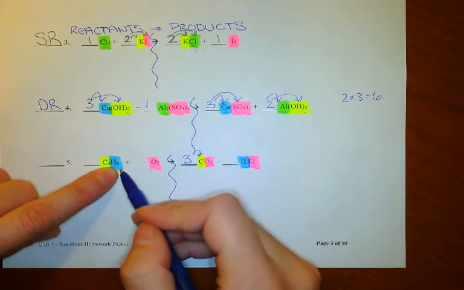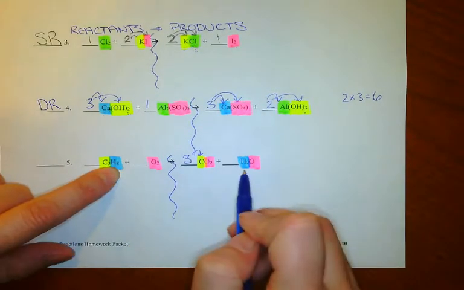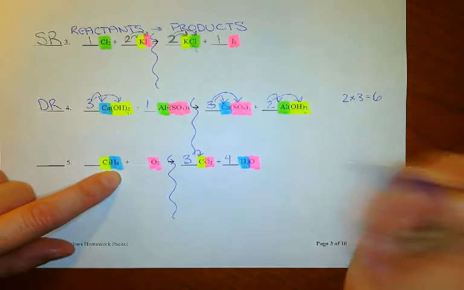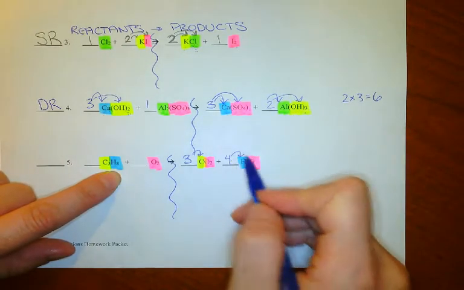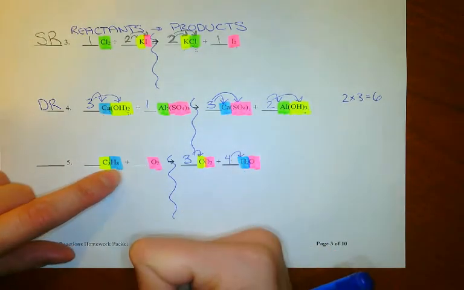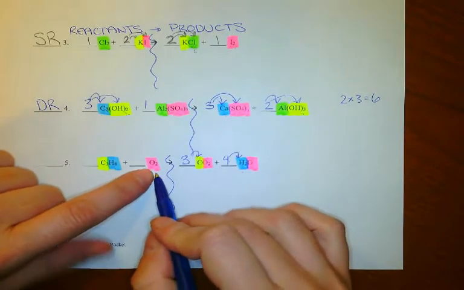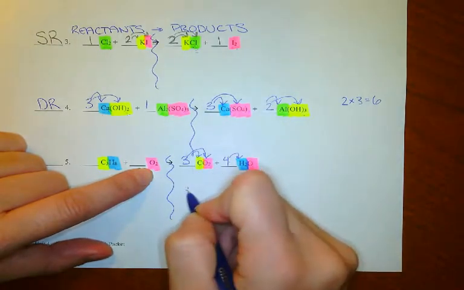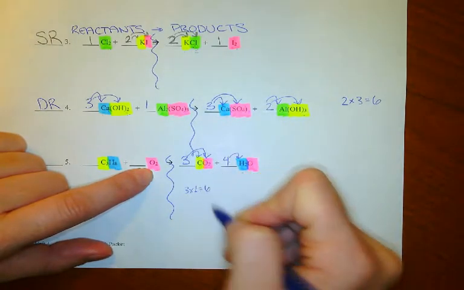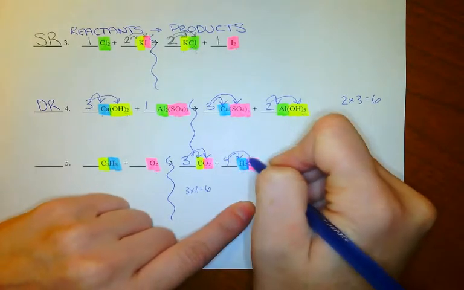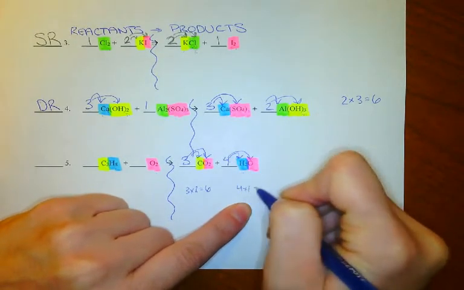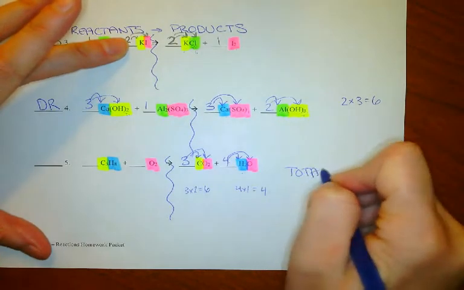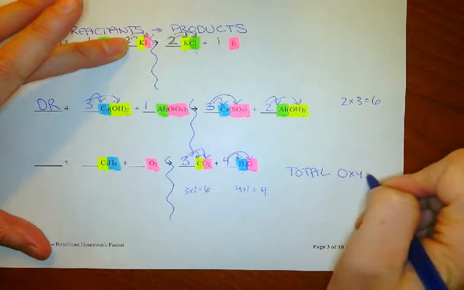My yellows are balanced. I have 8 blues on this side and only 2 blues on this side. So in order to make 2 into 8, it's 2 times 4 would be 8. So now I have 2 times 4, 8 blues and 8 blues. Looking at oxygen, I have 2 pinks on this side, and I have 3 times 2 pinks on this side. Okay, so I have 6 pinks here, and I have 4 times 1, 4 pinks there. In order to balance, we need to balance the total oxygens.